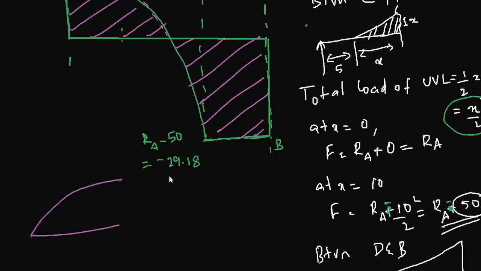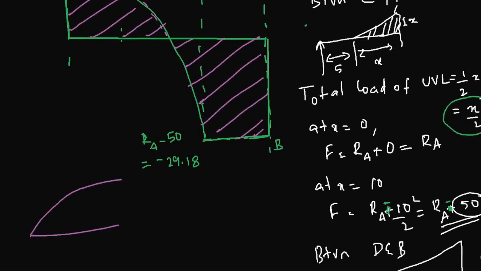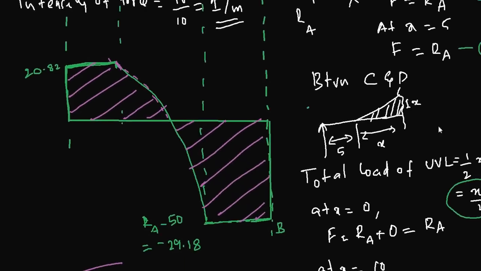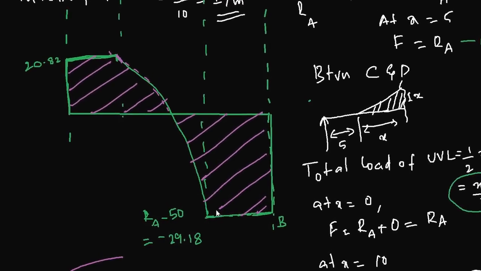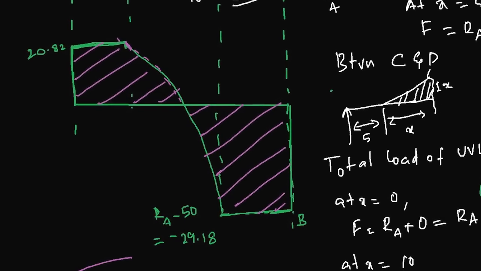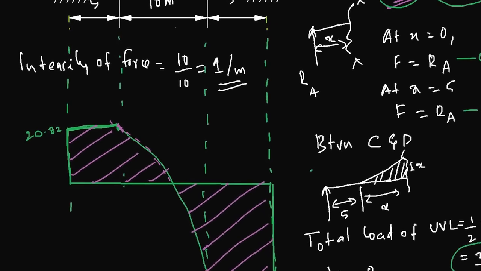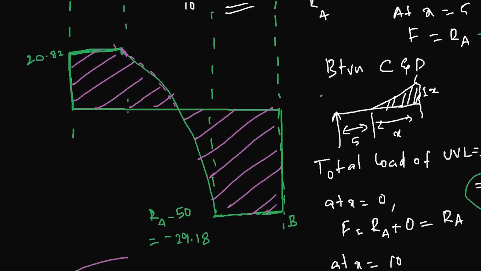Note that if that was a uniformly distributed load, then you would have had a straight line, an inclined straight line there, a line from 20.82 to minus 29.18 here. It will be a straight line, but in this case, because it follows a square law, you will have a curve. Hope this explained the conditions and the situations very well.